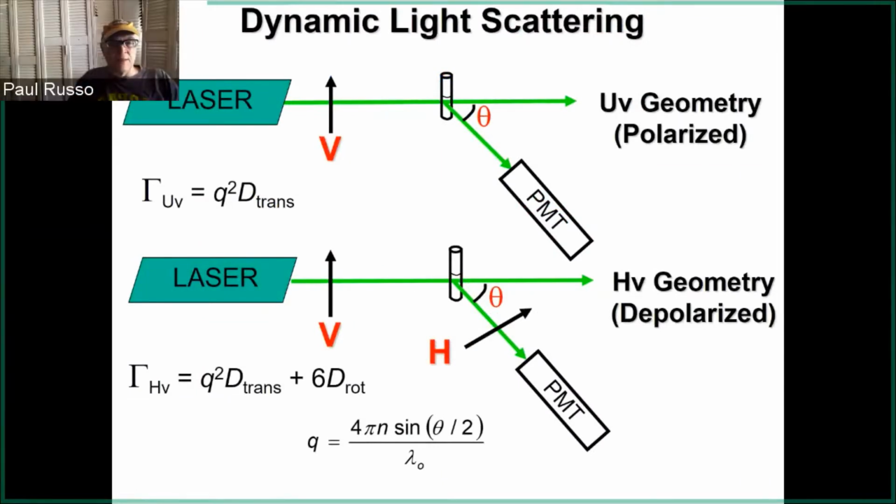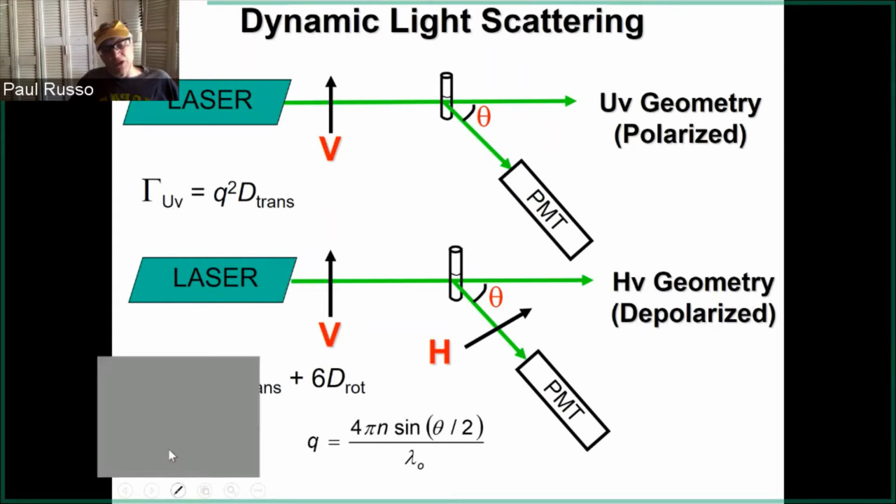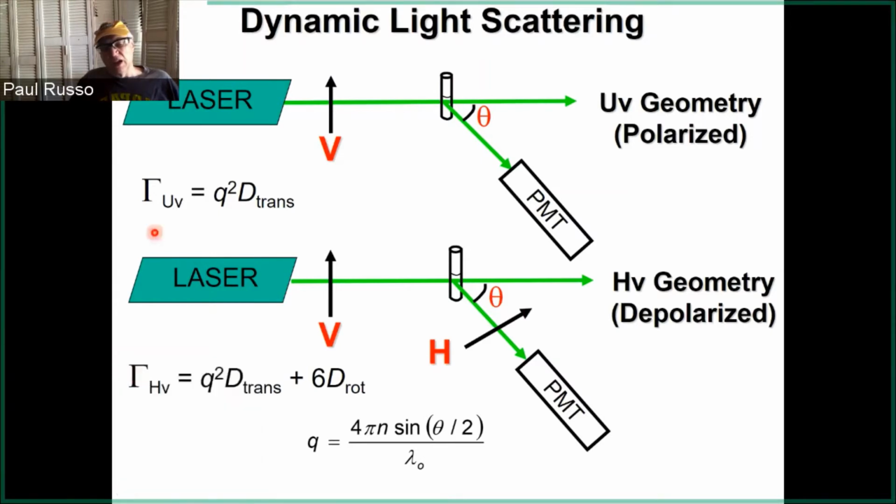So, here's dynamic light scattering. The normal one that we do is vertically polarized input and a side beam. At angle theta, we take a PMT and we look at the scattered light. And that's called a UV experiment. It means unpolarized detection of vertically polarized incident light.